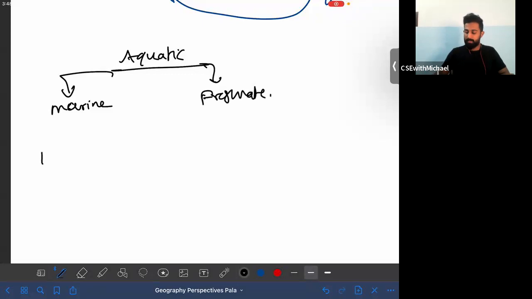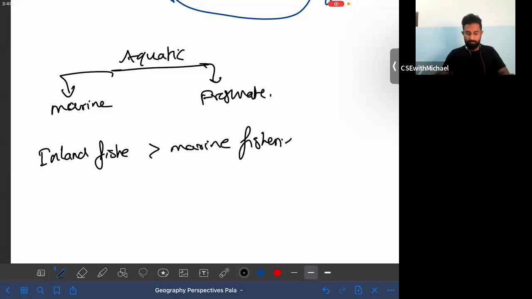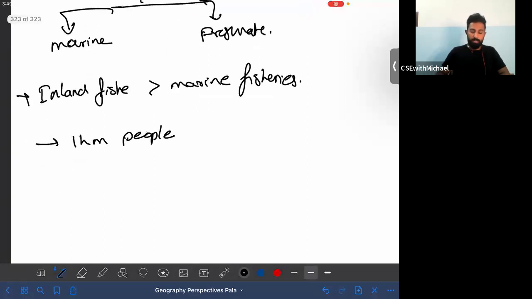As far as fisheries are concerned, inland fisheries in India is greater than marine fisheries. More fish catch comes from inland fisheries. India is one of the largest producers of fisheries and the second largest producer of inland fisheries. Inland is very important. It provides employment to 14 million people, and in that way it is very significant.